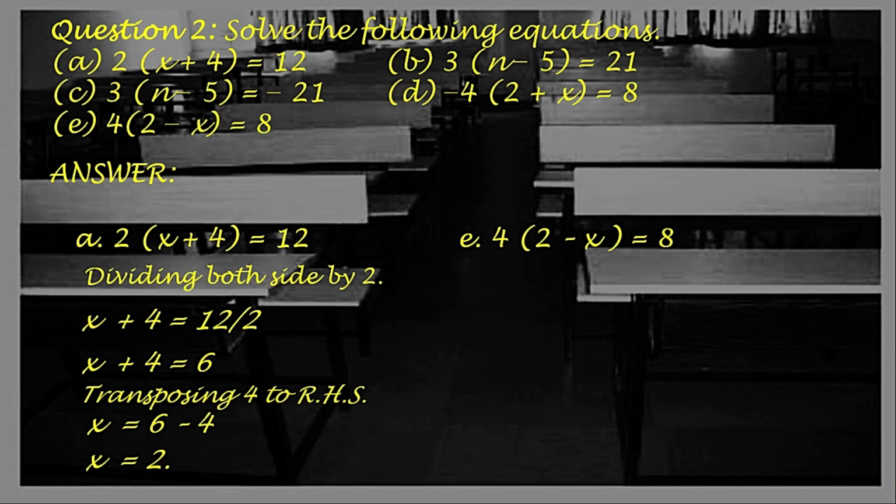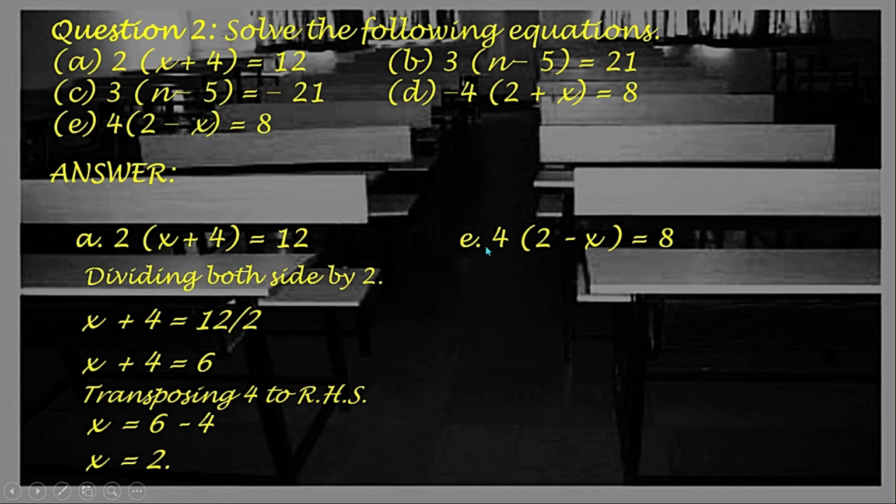In part E, you can see that the question is similar to part A, but the difference is of sign. There is a plus sign and there is a minus sign. Also, there is one more difference. Here the variable term is the first term and the second term is the constant term, but here the constant term is the first term and the variable term is the second term. Yes or no? Okay, so here also we'll do the same thing.